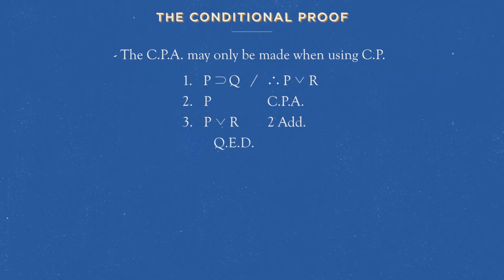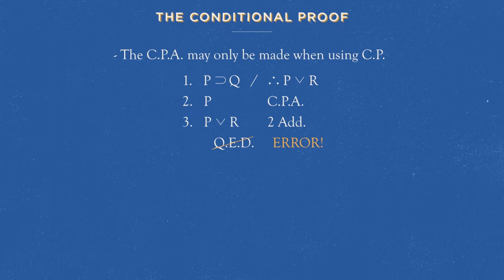You've made the conditional proof assumption, but you haven't proved the conditional, and so that's an error. And in fact, you could do a shorter truth table to show that that disgusting argument is invalid. So you can only make the conditional proof assumption if somewhere in the proof you are going to conclude with a conditional proof.